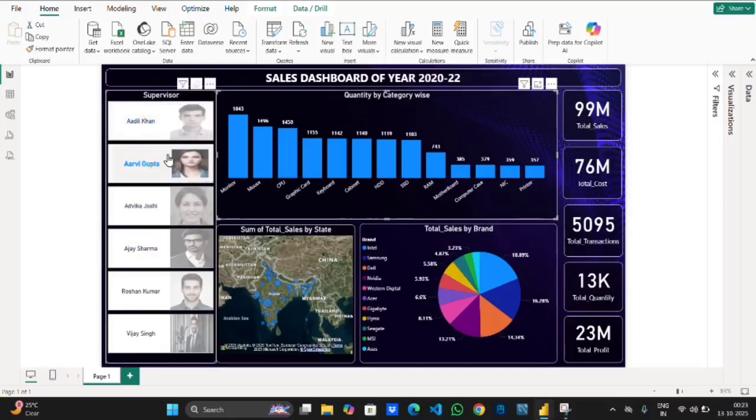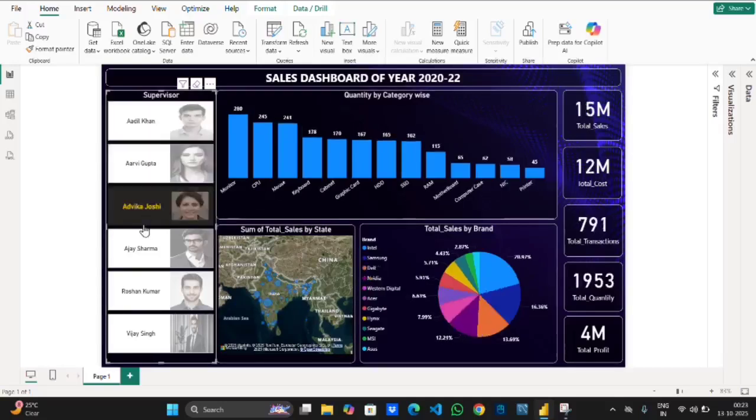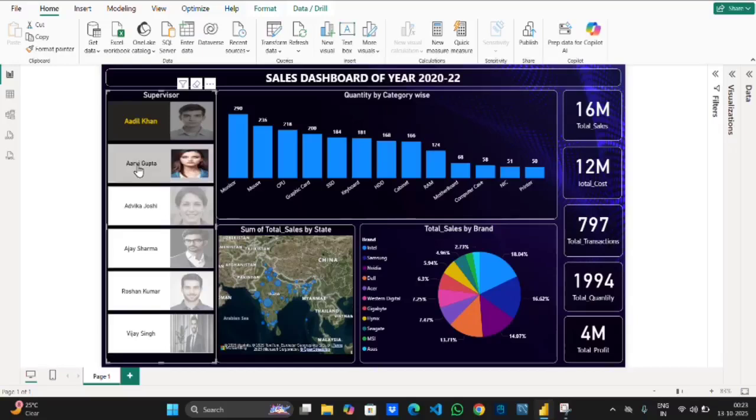Then this is a supervisor panel. The supervisors are Adil Khan, Arvi Gupta, Advika Joshi, Ajay Kumar, and so on. This panel helps to track each supervisor's performance. When you click on the supervisor, the entire dashboard updates to show data related to that person only. You can see here.